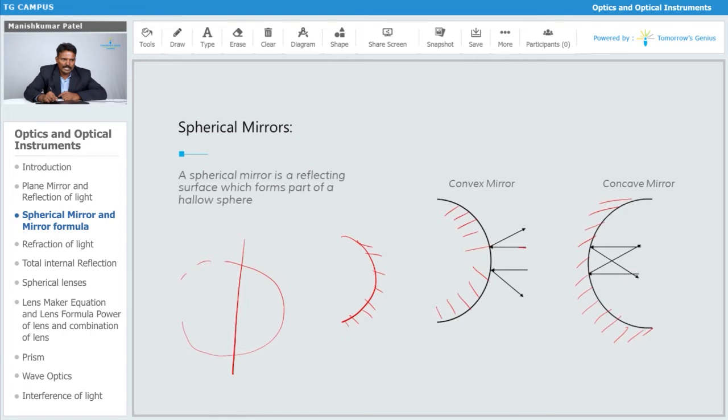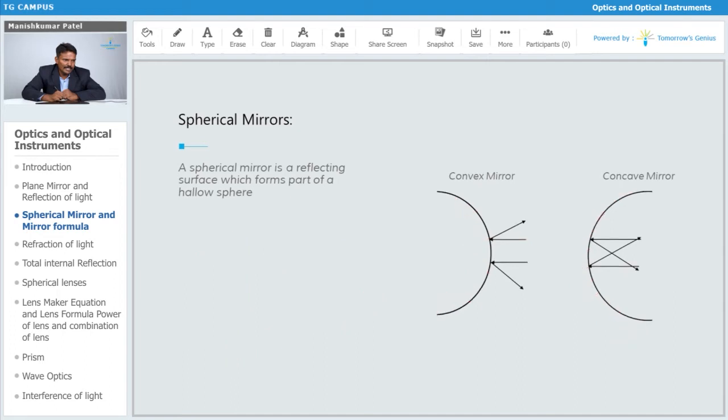These are the incoming rays and they will get reflected. The rays are getting diverged in the case of a convex mirror, and in the case of a concave mirror, the rays are getting converged. So this is what we can say about spherical mirrors. There are again various applications for spherical mirrors, which we are also going to see over here.